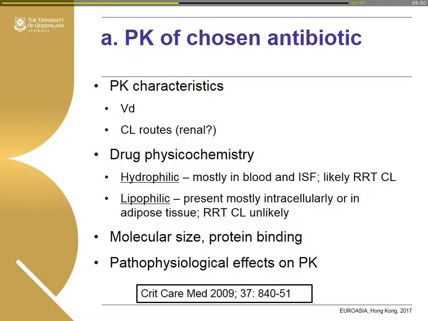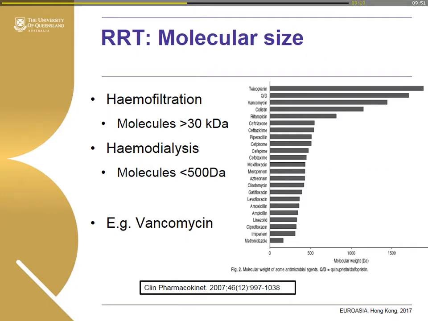What are its clearance routes? Well, of course, if a drug is primarily hepatically cleared, then that's an indication that the clearance that's going to occur with renal replacement therapy will be less. To further understand this, we could look at the molecular size of the drug, the level of protein binding, as well as the pathophysiological effects on pharmacokinetics of that compound. And trying to bring each of these together for an individual drug is what's required to make sure that we make a better choice of dose for our patient.